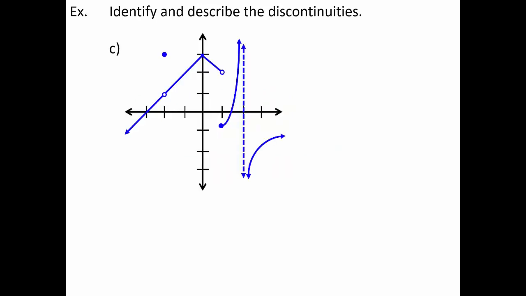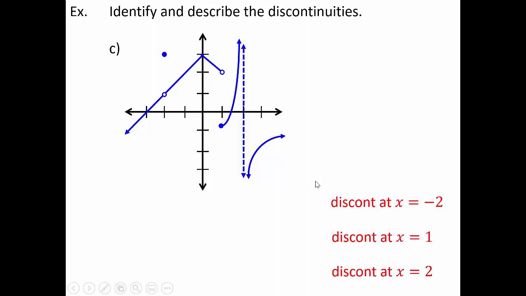All right, and let's do one more. This time, I'm just going to give you a picture. Same question as before, identify and describe the discontinuities. Pause here, play when you're ready. So anywhere there's a break in the graph, we have a discontinuity. Hopefully you recognize that there's a break in the graph at x equals -2, at x equals 1, and at x equals 2. So we have 3 discontinuities.